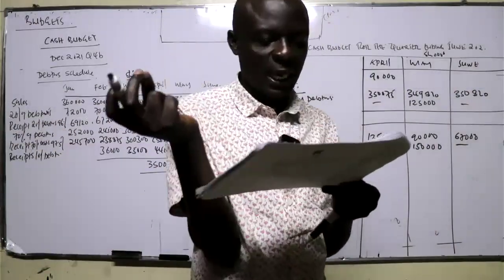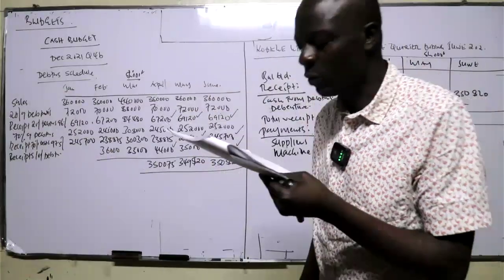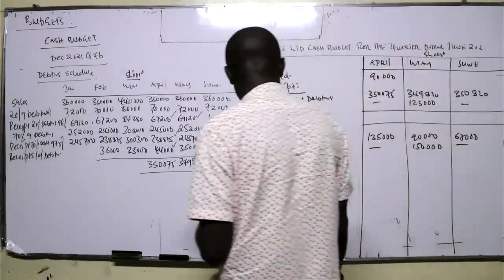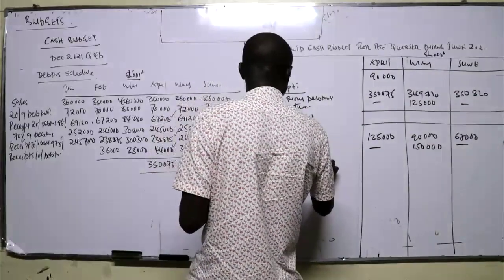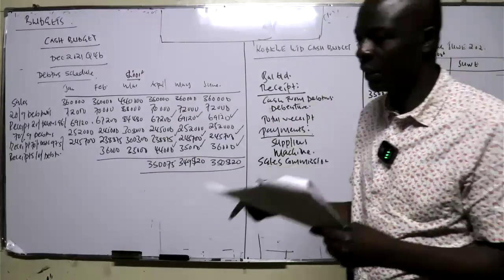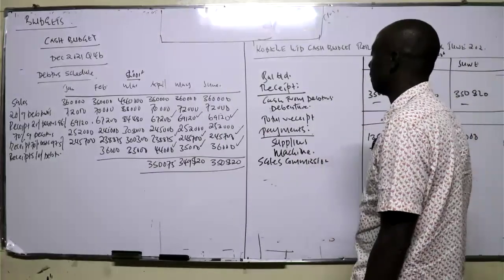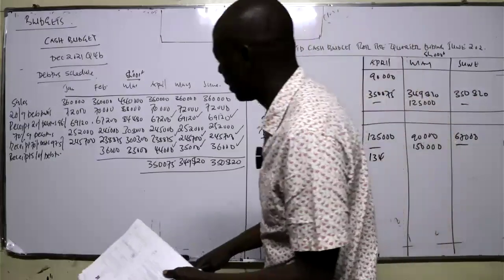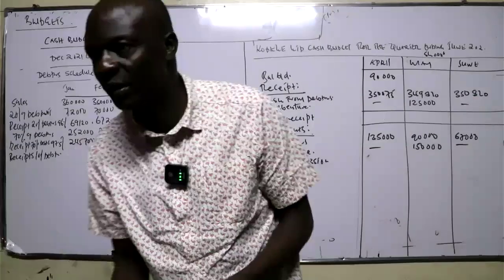So there's a commission of sales on the total sales that is paid in the subsequent month. So the one for January is paid in February. February is paid in March. March is paid in April. So we have sales commission. So March, the total sales is 440,000. 3% of that one is how much? 13,200.